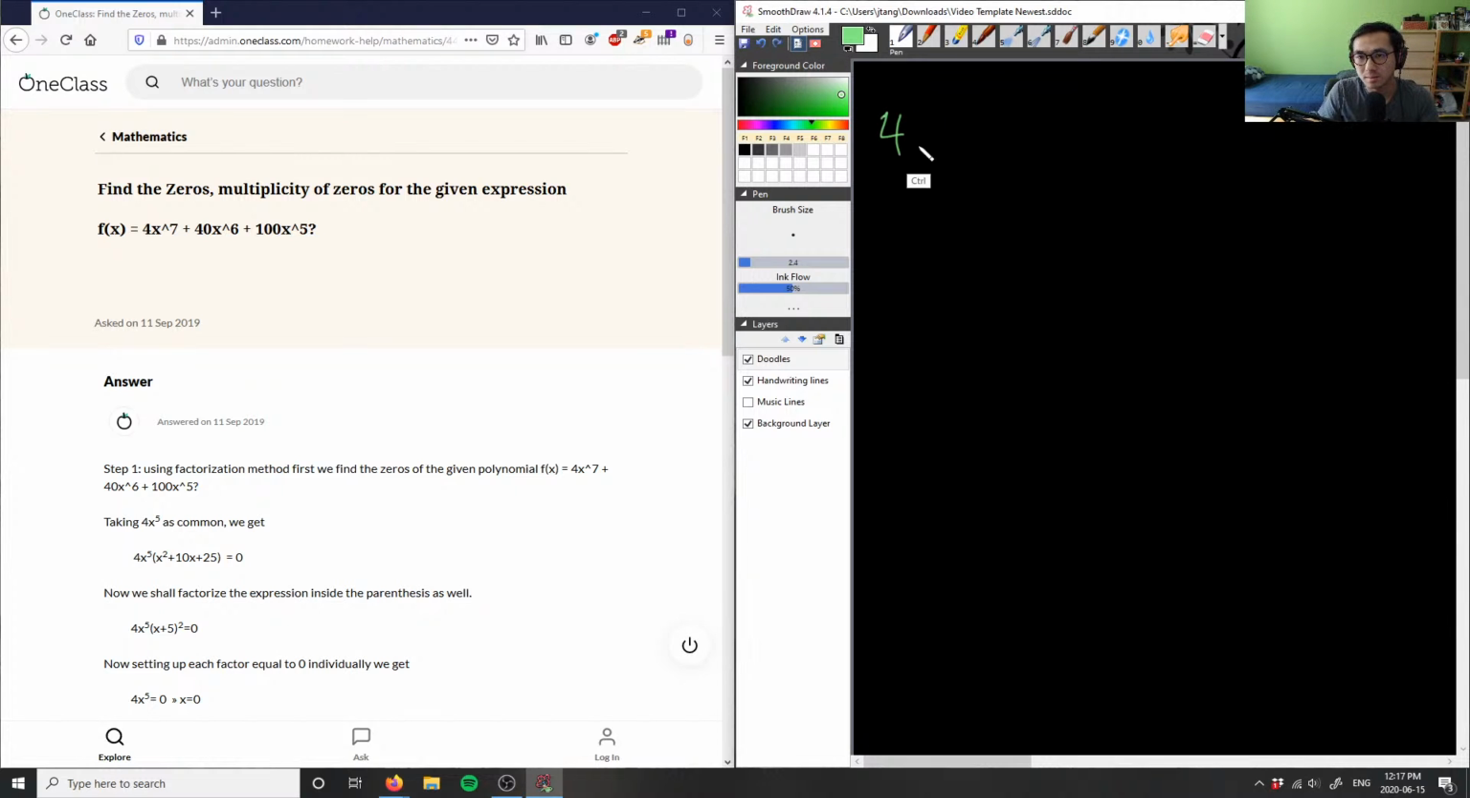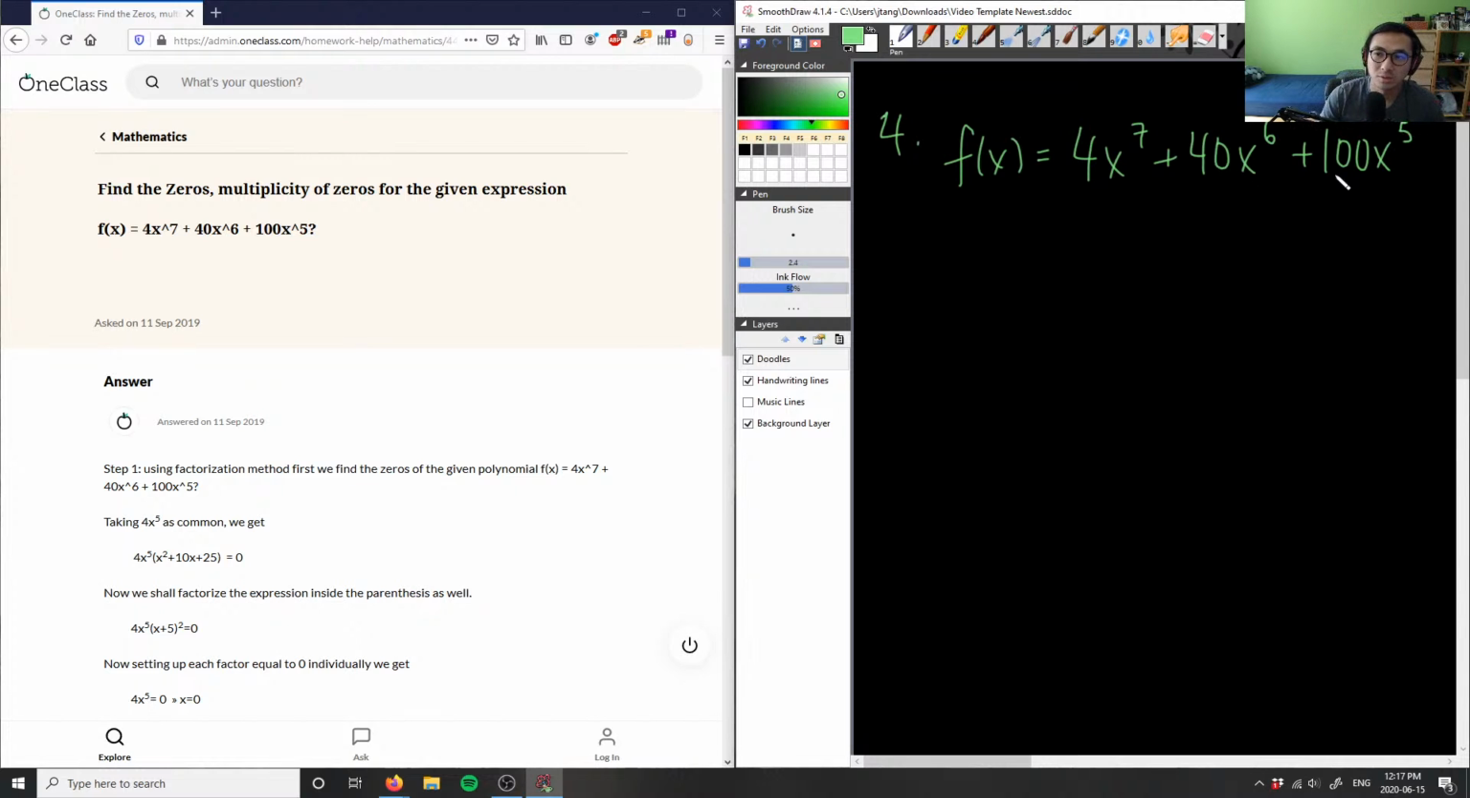Number 4 is asking us to find the zeros and multiplicity of zeros for the given expression. So f of x is equal to 4x to the power of 7 plus 40x to the power of 6 plus 100x to the power of 5. So we first want to find the zeros. So how do we find the zeros?